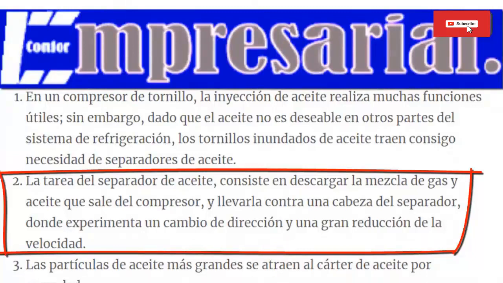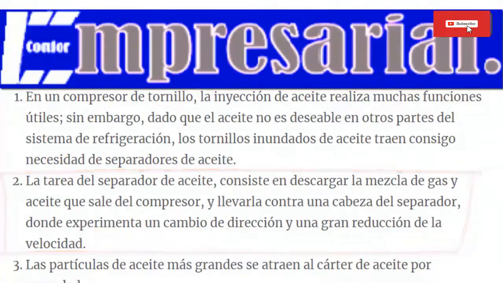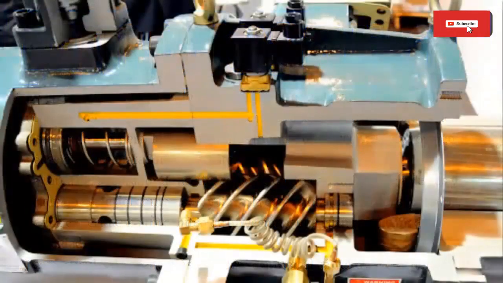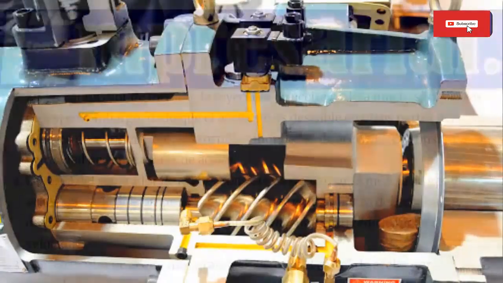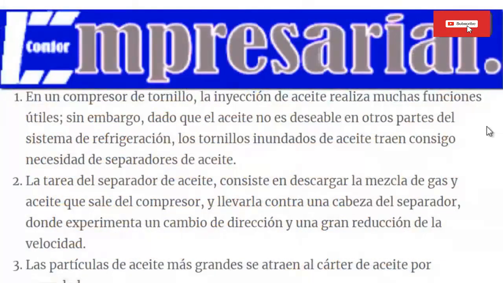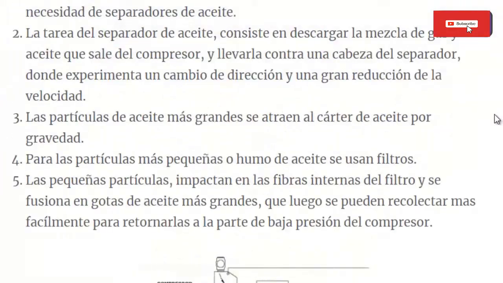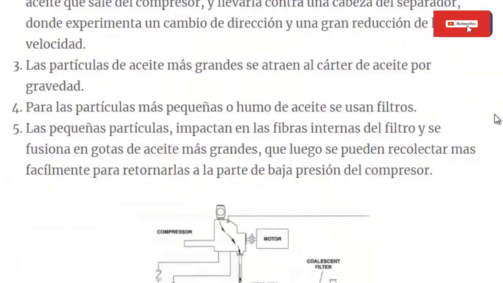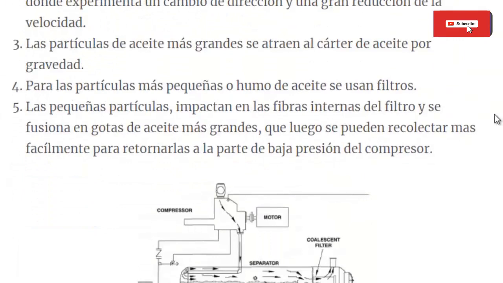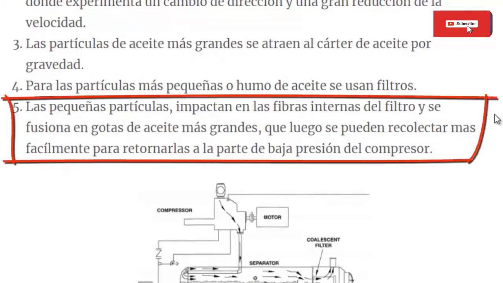and bring it against a separator head, where it undergoes a change of direction and a large reduction in speed. 3. Larger oil particles are drawn into the oil pan by gravity. 4. For smaller particles or oil smoke, filters are used. 5. The small particles impact the internal fibers of the filter and coalesce into larger oil droplets that can then be more easily collected for return to the low-pressure part of the compressor.